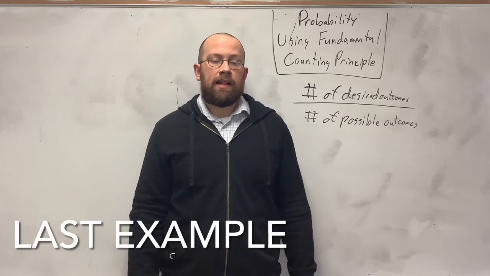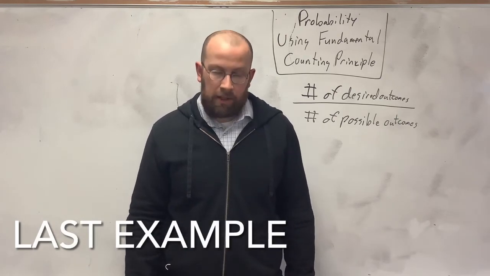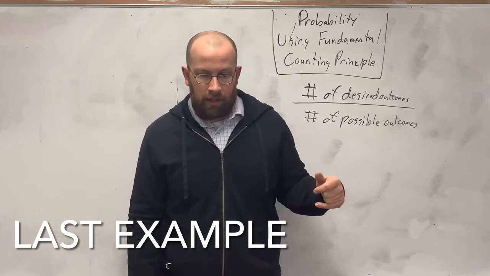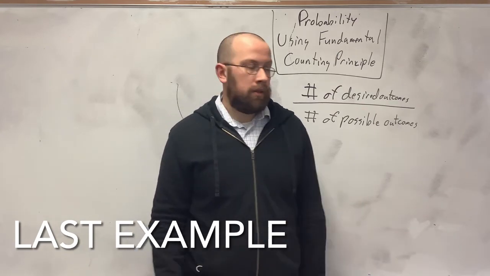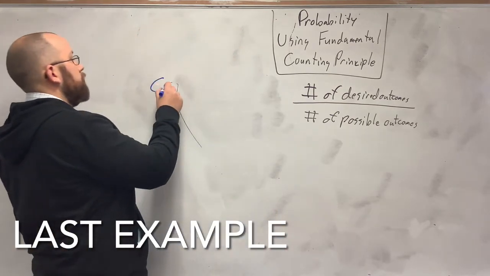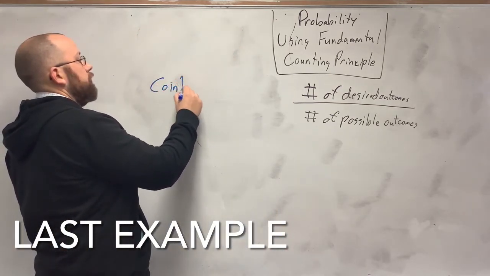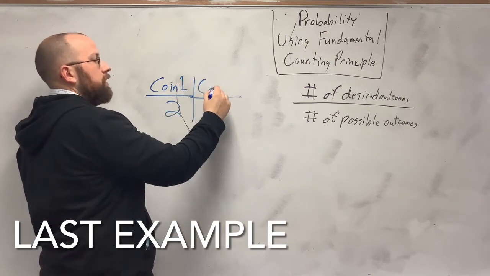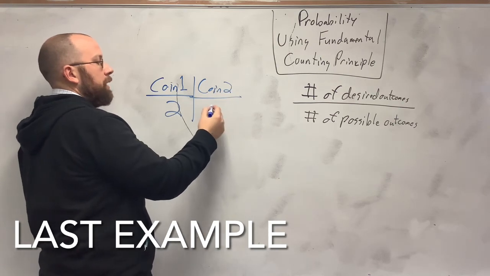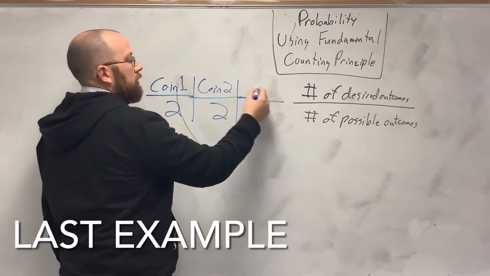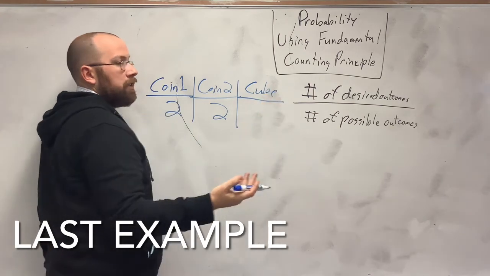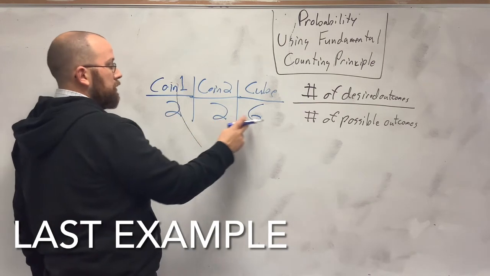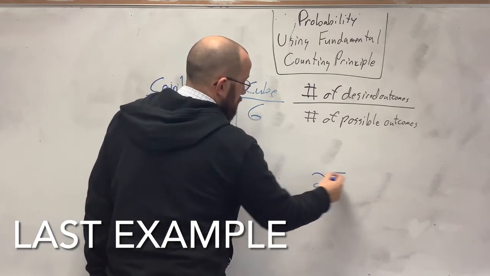All right, my last example for this probability using the fundamental counting principle. Say I have 2 coins and a cube. When I flip my first coin, I have 2 options: I'm either going to get heads or tails. When I flip my second coin, I only have 2 options, heads or tails. Let's say I roll a cube. How many different options are on a cube? 6. So to find my total number of possibilities, 2 times 2 times 6 gives me 24.